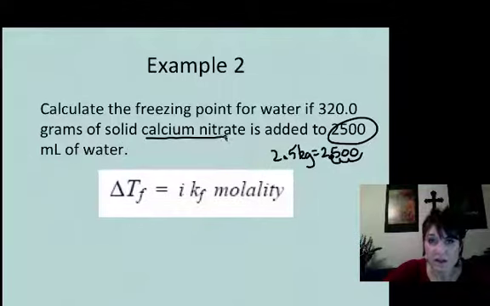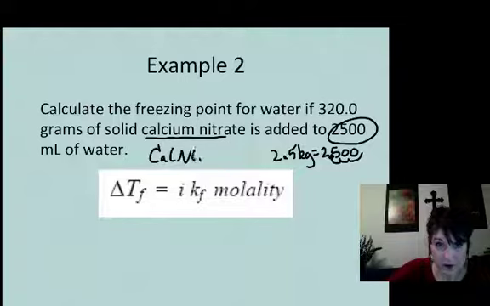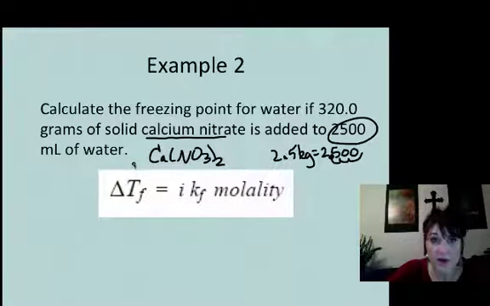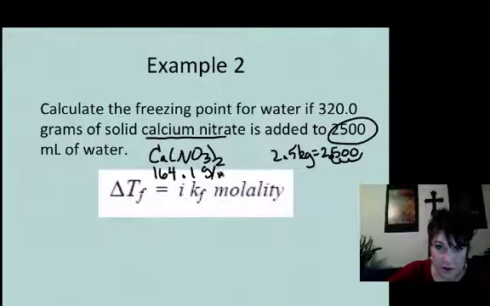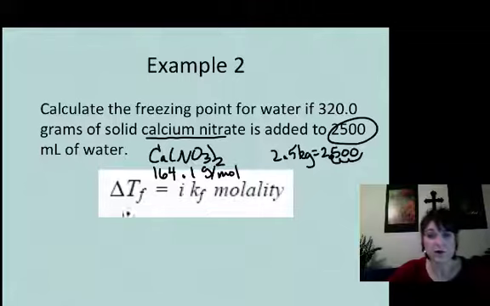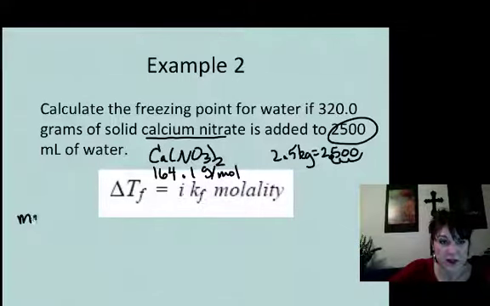How about solid calcium nitrate? We better know how to write this chemical formula, calcium nitrate, and that will allow us to get the molar mass. We need to know how many moles of calcium nitrate are in 320 grams. So let's see, this molar mass, what do we have? 1 calcium, 2 nitrates, and 6 oxygens adds up to 164.1 grams per mole. So let's find molality.